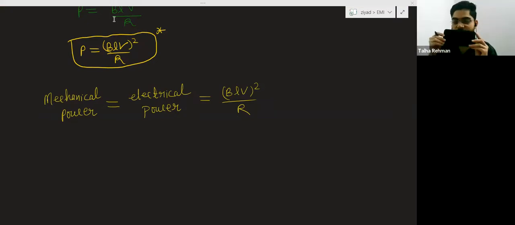Initially, we have a frame in the magnetic field. Imagine this is a frame, and on this frame, this wire is moving. So initially we have a frame in the magnetic field, and this is our wire.